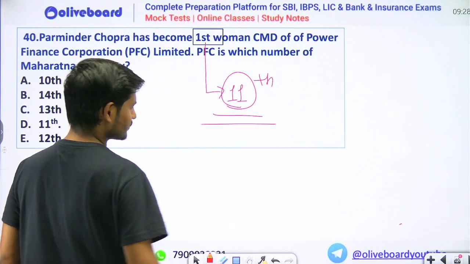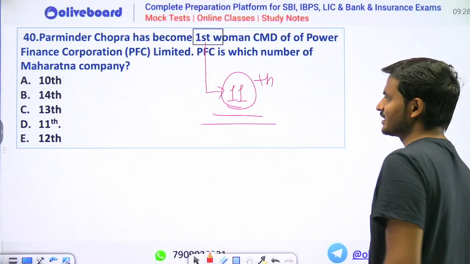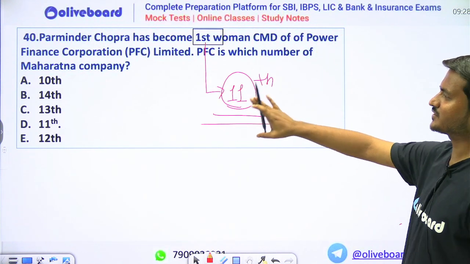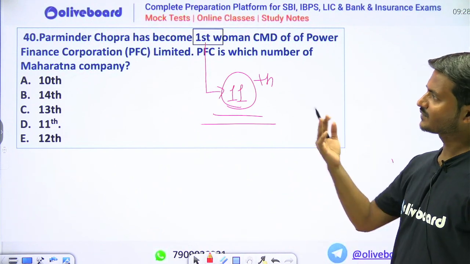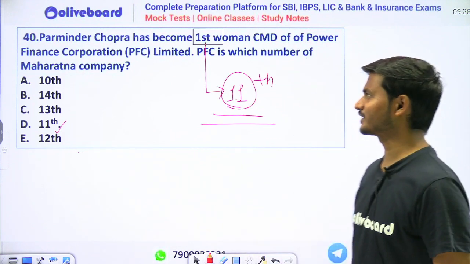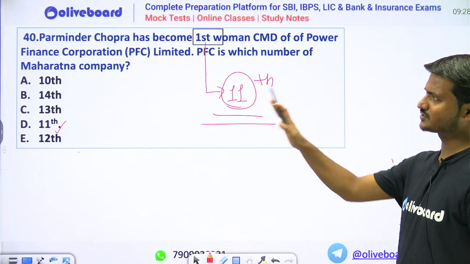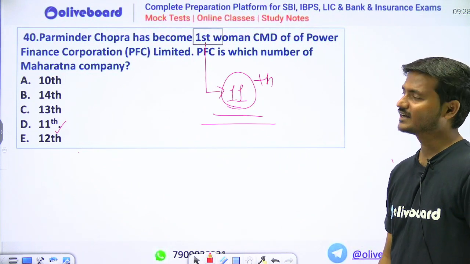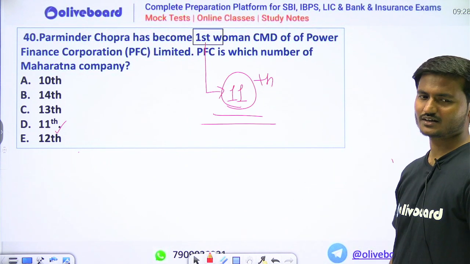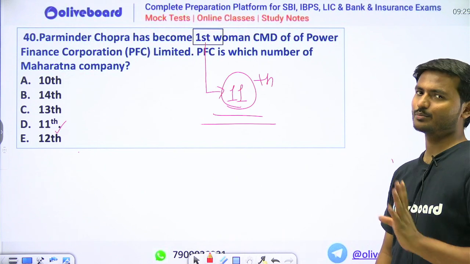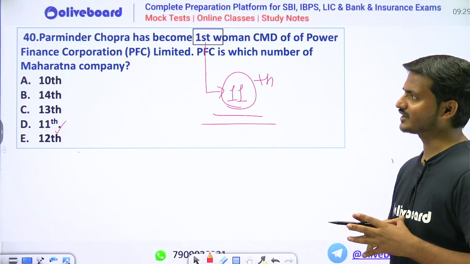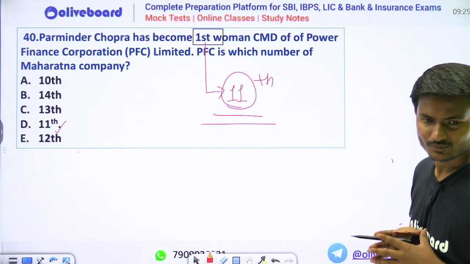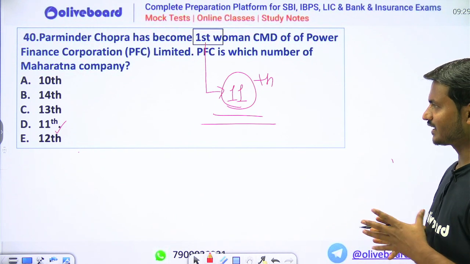Just try to find such mnemonics while revising or learning, so that you can remember it in your own way. Like, just now I recall that she is the first woman CMD, so she has topped twice, so she is the 11th. PFC, that is, she has topped twice in the Power Finance Corporation, and Power Finance Corporation is the 11th Maharatna company. So you can remember it this way, that Parminder Chopra has topped twice in the Power Finance Corporation. So that will help you remember that Power Finance Corporation is the 11th Maharatna company.